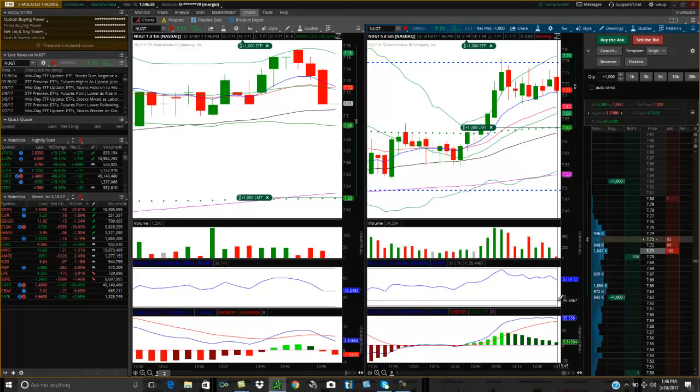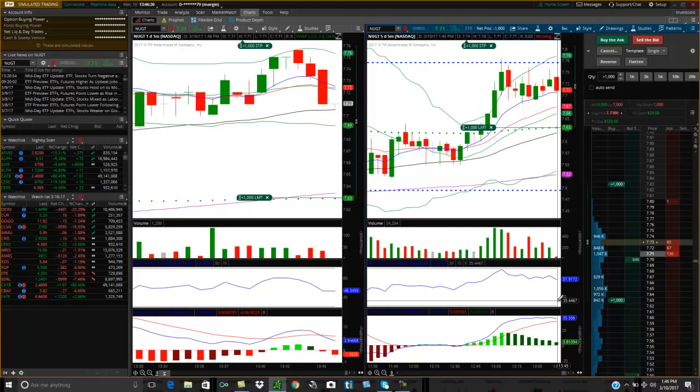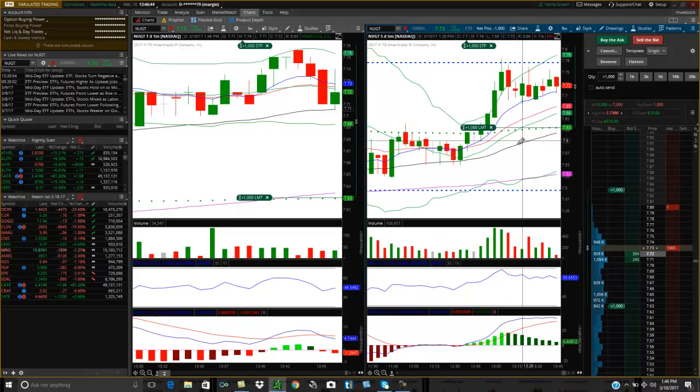JNUG, which is the junior version of the gold miners. So it's the junior version of Nugget. You can't short with Thinkorswim. So at least you can do it with Nugget. And again, it's a great way to practice.